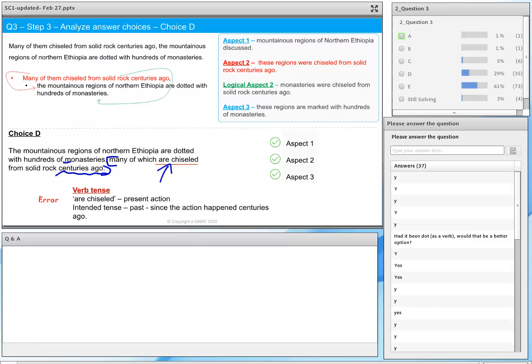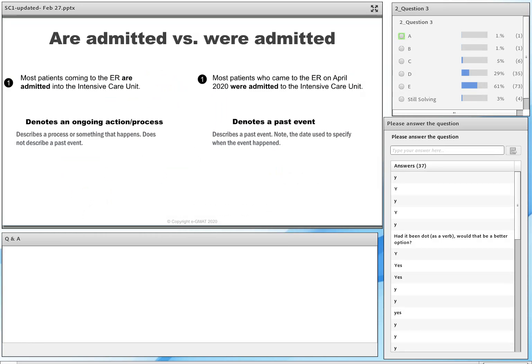Okay, so this leaves us with choice E. And here we have a few examples. Simple past, simple present, once again, with the time markers, over here. Most patients coming to the ER are admitted into the intensive care unit.